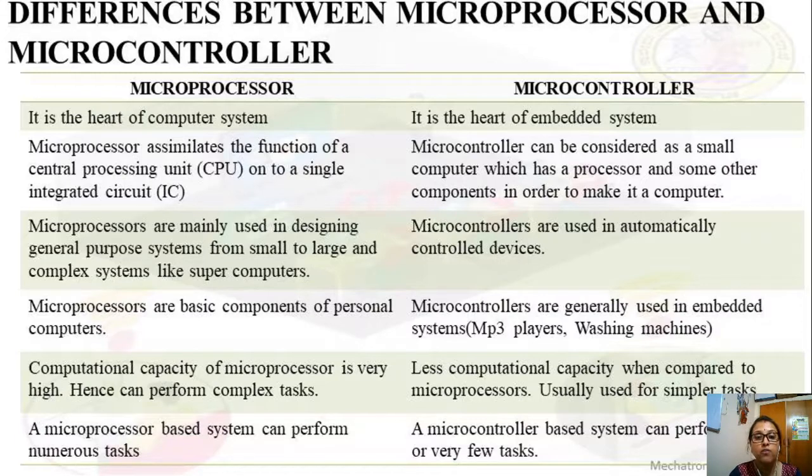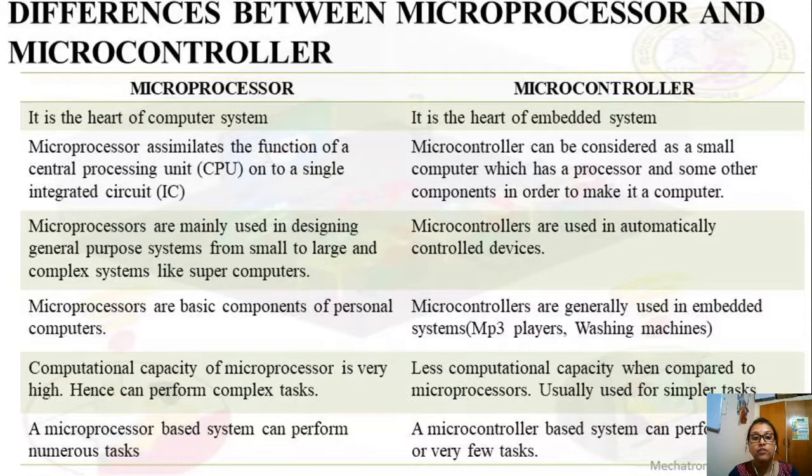Next, microprocessors assimilate the function of the central processing unit onto a single integrated circuit. IC, microprocessor IC means only the CPU will be present. Microcontroller IC means it has a CPU and some other components in order to make a computer, that is a microcontroller. Microprocessors are mainly used in designing general purpose systems from small to large and complex systems like supercomputers. Only microprocessors are used for designing computers. Microcontrollers are used in automatically controlled devices.